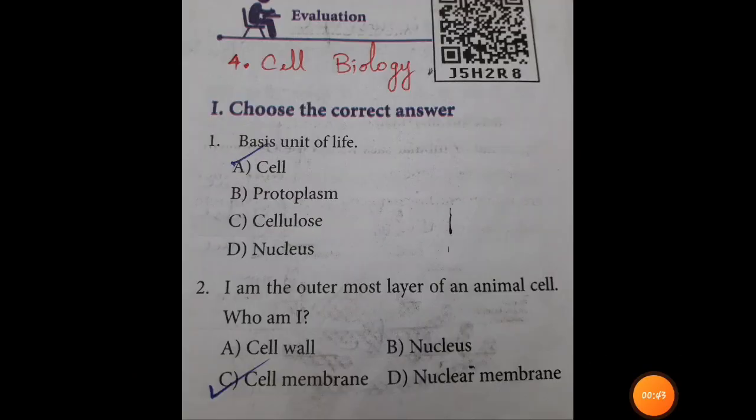Okay, children. See the fourth lesson, Cell Biology. Choose the correct answer. Basic unit of life: option A, cell. I am the outermost layer of the animal cell. Who am I? Cell membrane.